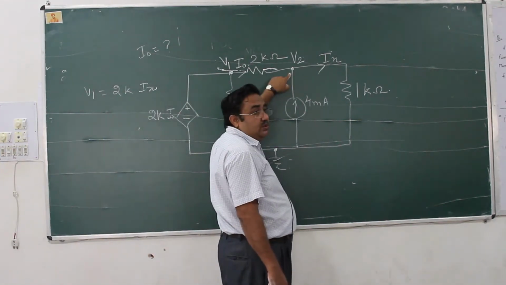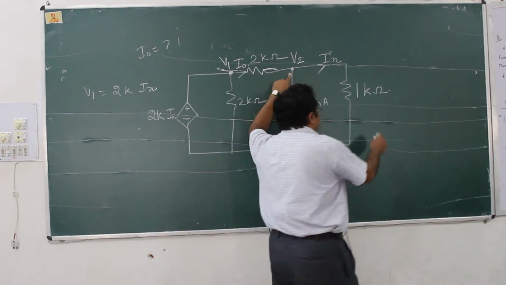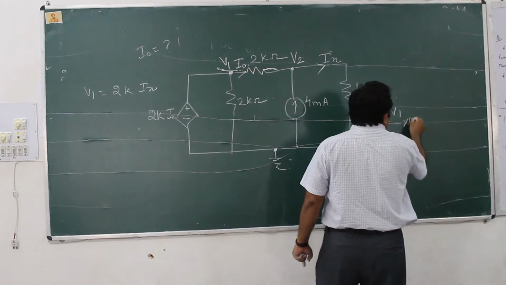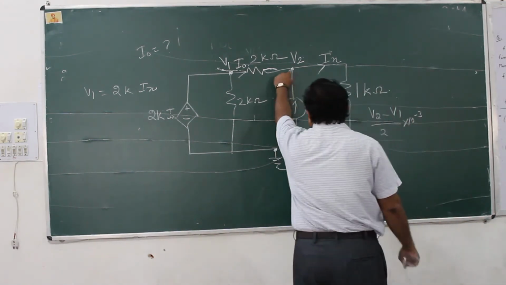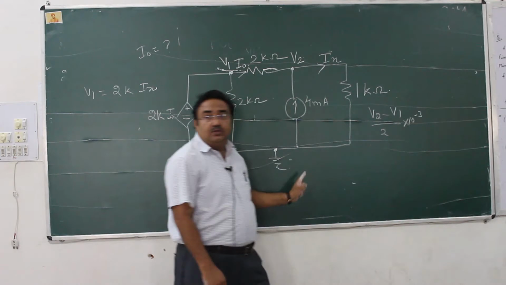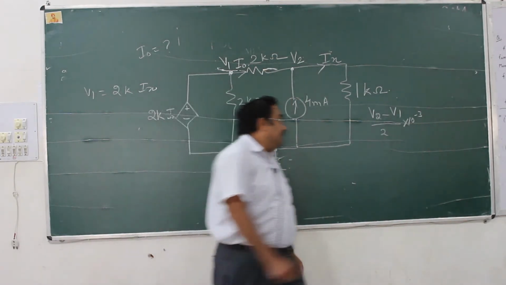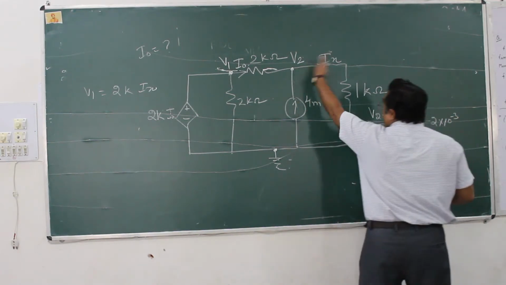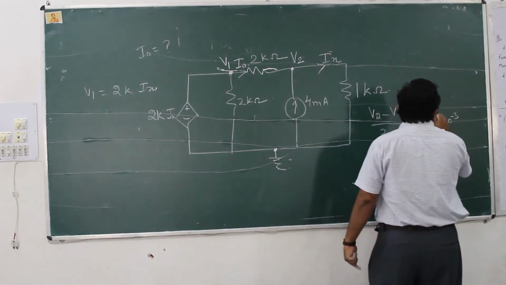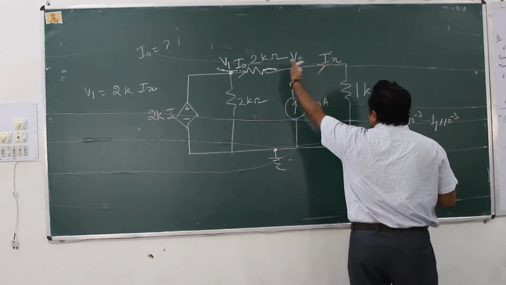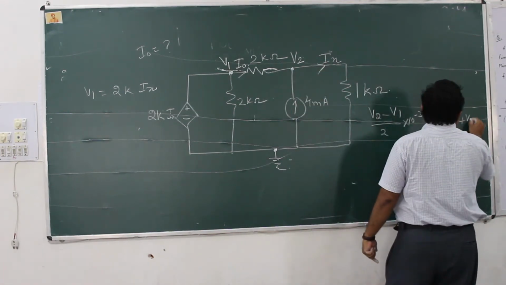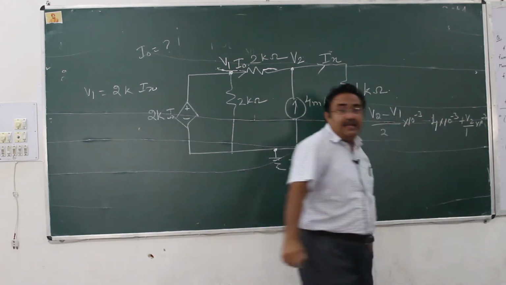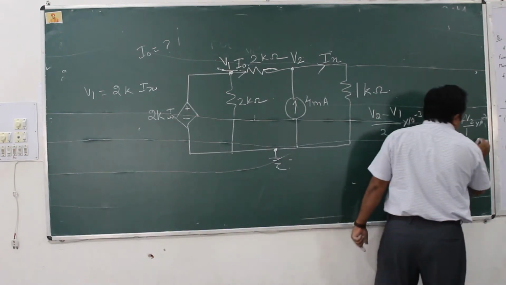This is node 2. So what will I write down here? (V2 minus V1) upon 2 into 10 raised to power minus 3, first term. This is a current source flowing inwards, so minus 2 into 10 raised to power minus 3, minus 4 into 10 raised to power minus 3. Then what else? Plus V2 upon 1 into 10 raised to power minus 3. Do you agree? Equal to 0.